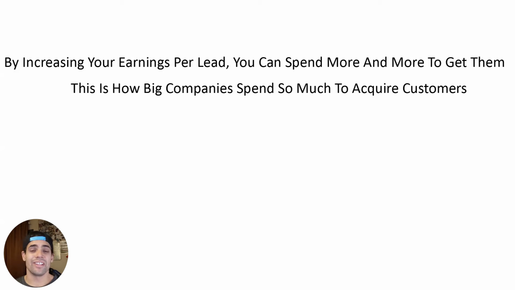So like I was saying, by increasing your earnings per lead, you can spend more and more to get them. This is how big companies can spend so much on advertising and not make it back right away. And they don't care if they make it back right away because they know about the follow-up and they're going to do the follow-up properly. And by doing the follow-up properly, they know we're going to get it back. It might take a few weeks, might take a few months, but we're going to get all the money back and then some, right? That's how you can become very predictable in your advertising.